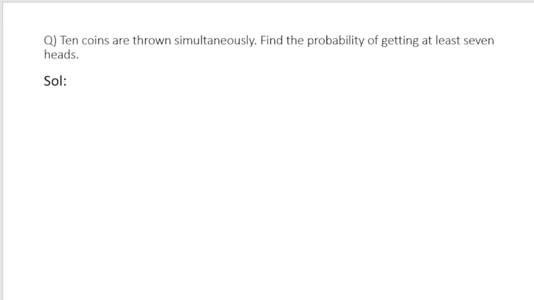Now after the concepts, let us discuss the problems. So here the first problem is 10 coins are thrown simultaneously. So I can consider that I am performing n number of trials, means here n is equal to 10, right? Each coin can be considered as one trial, and they are asking to find the probability of getting at least 7 heads. So don't make a mistake. At least 7 heads means we have to calculate the probability for x greater than or equal to 7. So if I'm tossing the coin 10 times, at least 7 heads means that if I get 7 heads or 8 heads or 9 heads or 10 heads, all should be included.